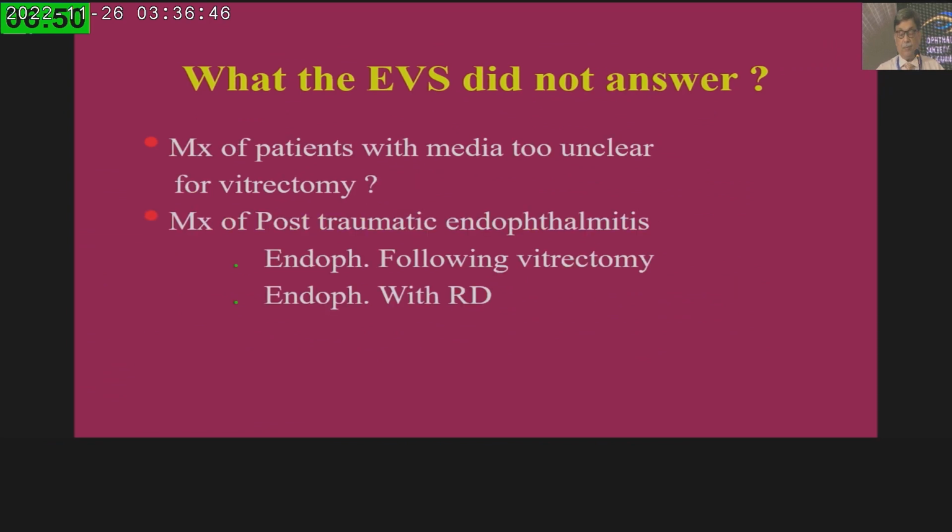What about patients with media too clear for vitrectomy? How do you manage them? Maybe the group will tell us during the further discussions. What about management of post-traumatic endophthalmitis or endophthalmitis following a vitrectomy? And finally, what about endophthalmitis cases with RD?